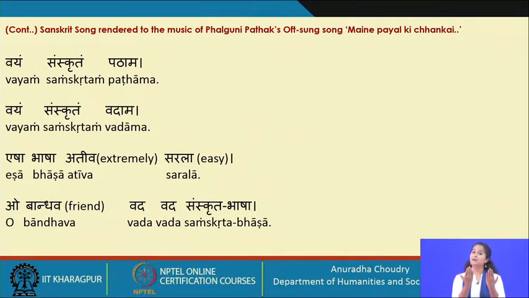Vayam Sanskritam Pathama, Vayam Sanskritam Vadama, Esha Bhasha Ativa Sarala, O Bandhava Vada Vada Sanskrita Bhasha. And the third time, O Bandhava Vada Vada Sanskrita Bhasha.